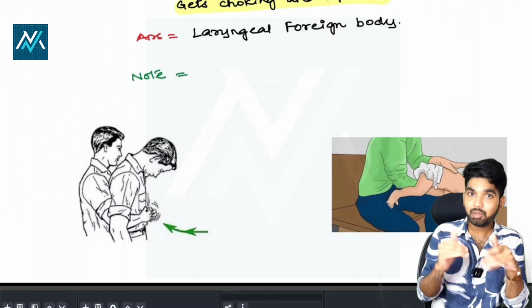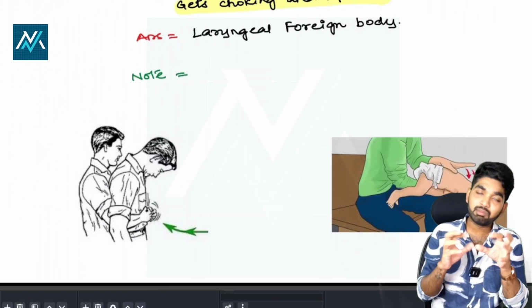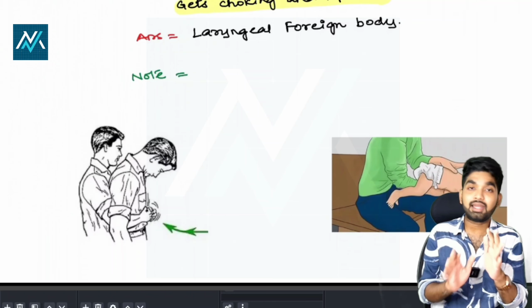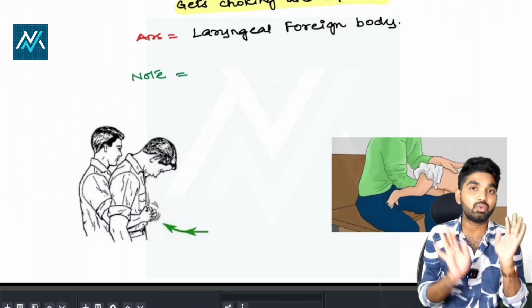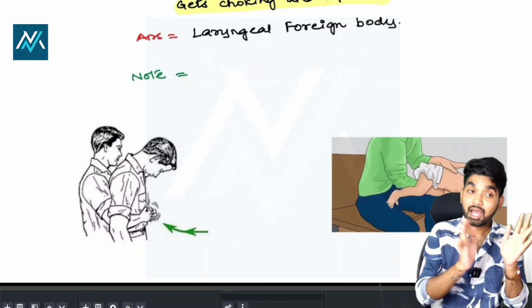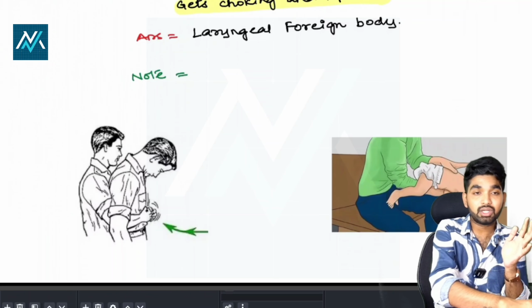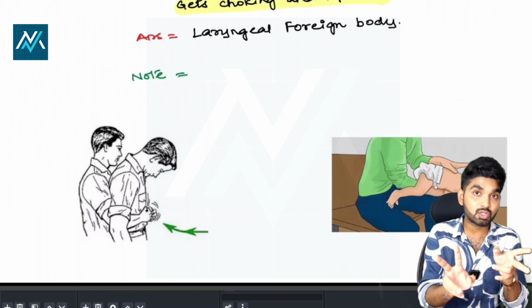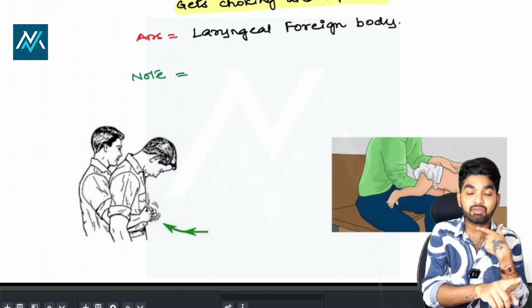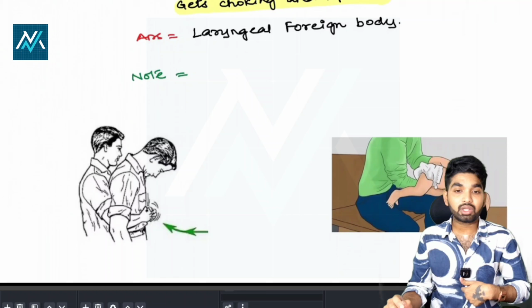Okay, so here I am not worried about tracheal foreign body. Why? Because tracheal foreign body is very rarely asked in your exam. So I don't want to go into that and break your head. Now listen to the question which I am asking. There are two cases in front of me. One case is with laryngeal airway obstruction and the other one is bronchial airway obstruction.